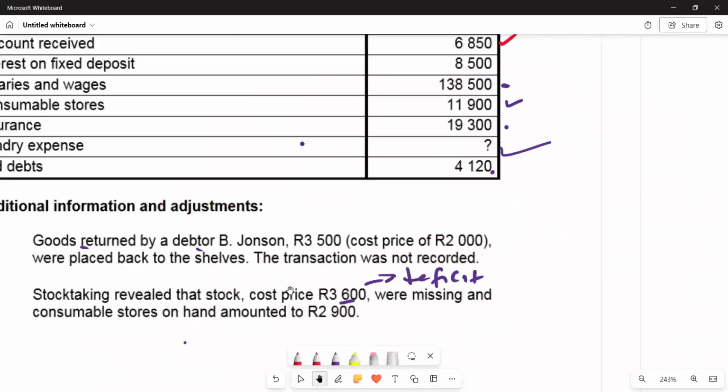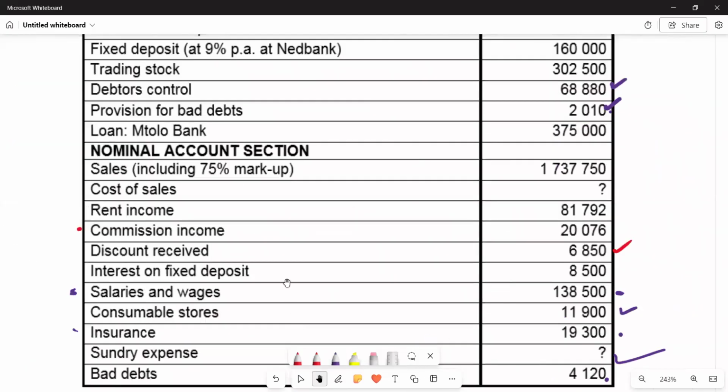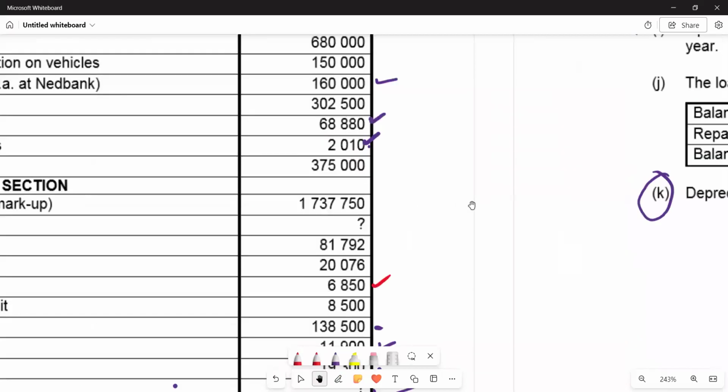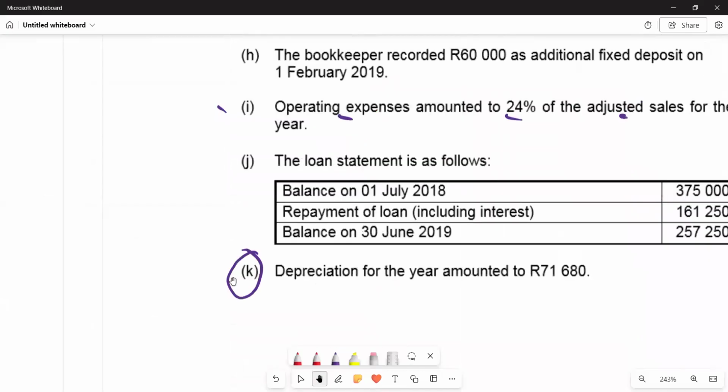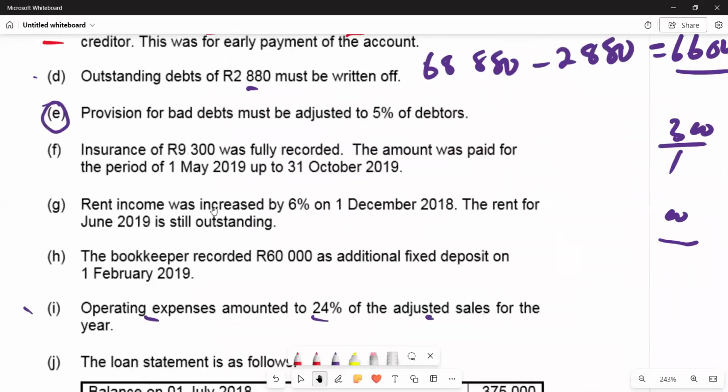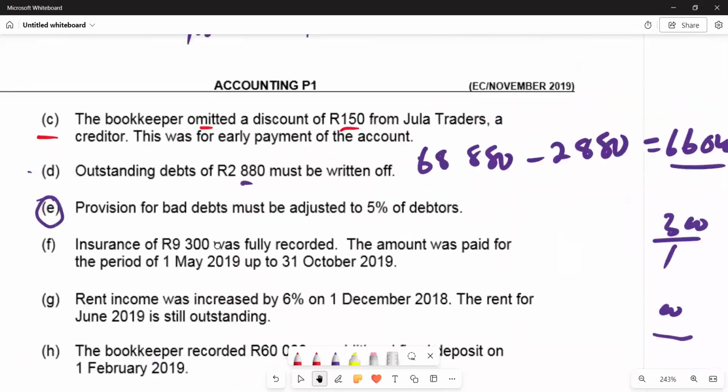So if you come here, you would see that we check for that. Check if you've got fixed deposit. You see that there's a fixed deposit that we have there. Fixed deposit is here, it's 160,000. And then we check again in the transformation if you've got anything to do with fixed deposit or interest income. You see, we are not seeing anything that has to do with our interest income.